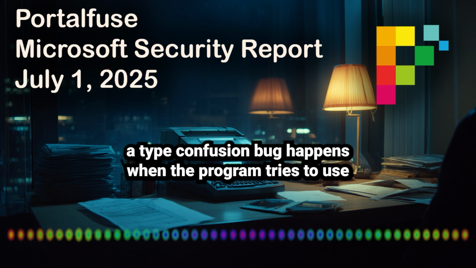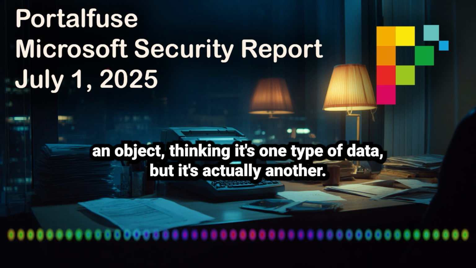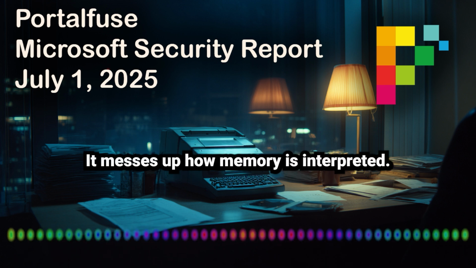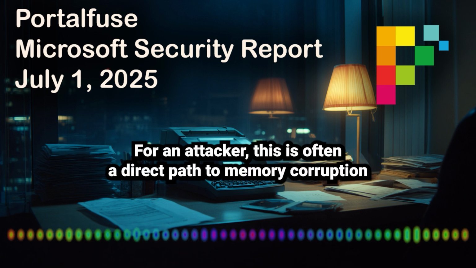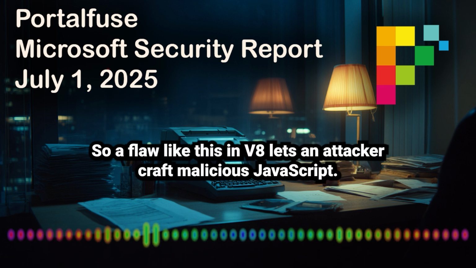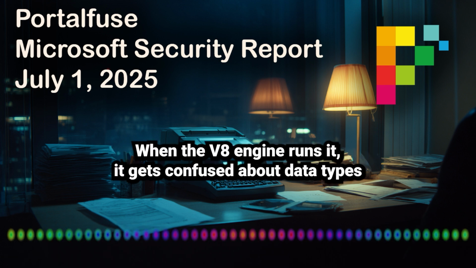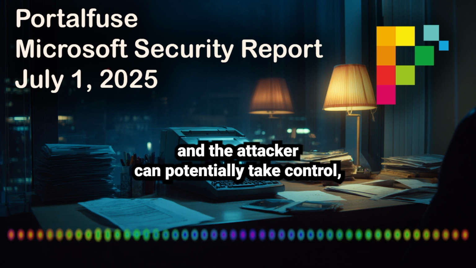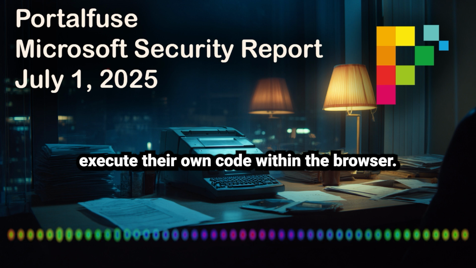A type confusion bug happens when the program tries to use an object thinking it's one type of data, but it's actually another. It messes up how memory is interpreted. For an attacker, this is often a direct path to memory corruption and then potentially to arbitrary code execution. So a flaw like this in V8 lets an attacker craft malicious JavaScript. When the V8 engine runs it, it gets confused about data types, and the attacker can potentially take control, execute their own code within the browser.